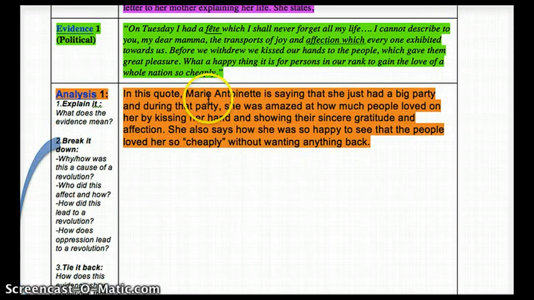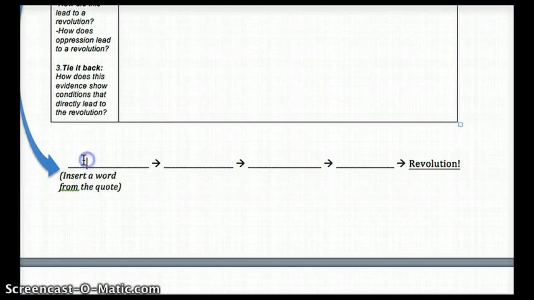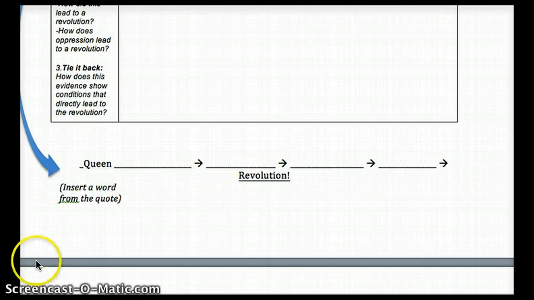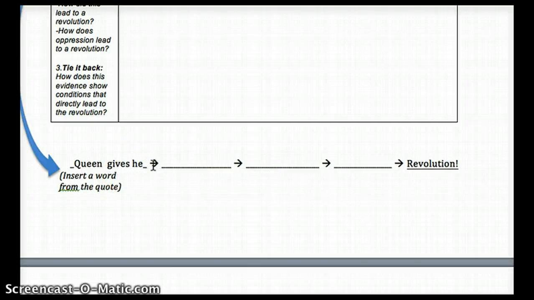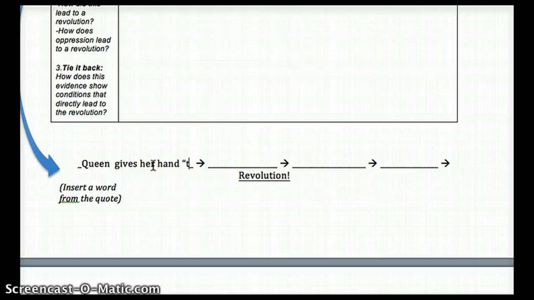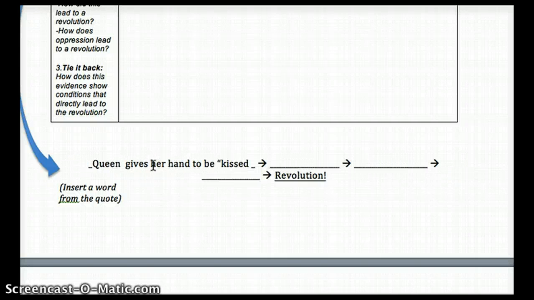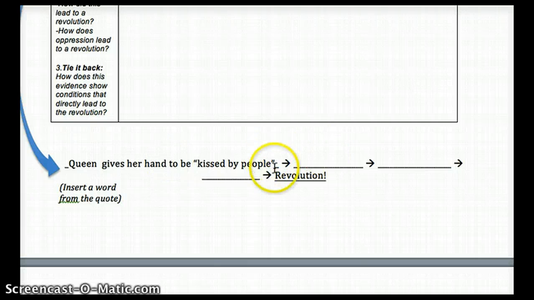So let's go back here and pick a word that we can break down. One thing that stands out to me is this phrase, "we kissed our hands to the people." Because when you give your hand to kiss, so for someone to kiss, that just shows that you're way higher than them. So I'm going to select that part to bring down here. Queen gives her hand, now let me put the quote, "to be kissed by people." Okay, so this is the phrase I chose. How would this lead to revolution? So let's try to break this down.